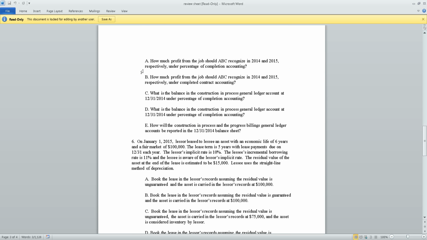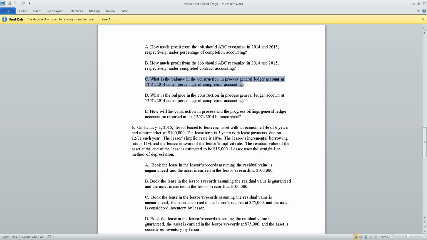Okay, so in part A of the problem, we're asked to determine how much profit we should recognize under the percentage of completion method of accounting. In part B, how much we should recognize under completed contract method of accounting. Under C, it asks us for the balance in the construction in process general ledger account at December 31st, 2014 under percentage of completion. And then notice there's a typo here.